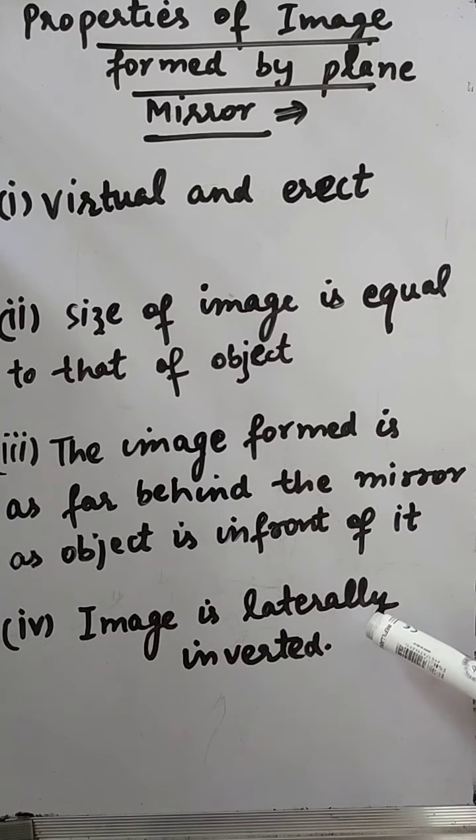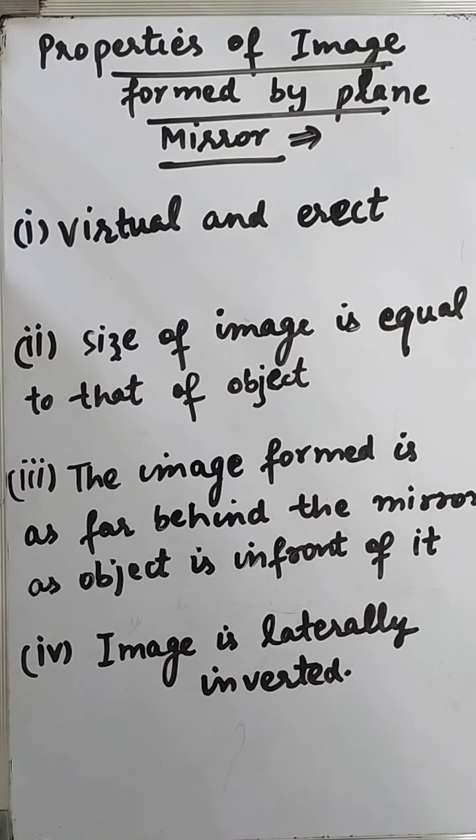That is, if we keep an object in front of the mirror, then an inverted image is formed. Inverted means the right side of the object appears as the left side on the image, and vice versa. That is the meaning of laterally inverted. Now one by one we will prove these properties with the help of an object in front of the mirror. Let us go for that.